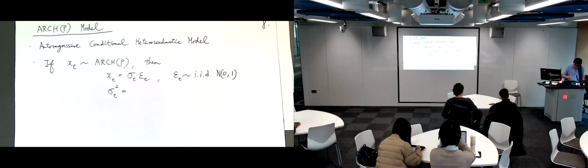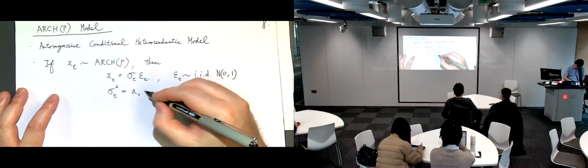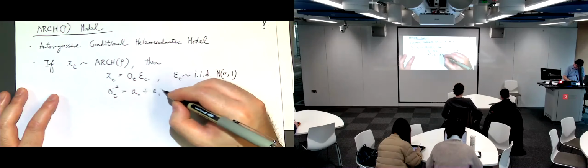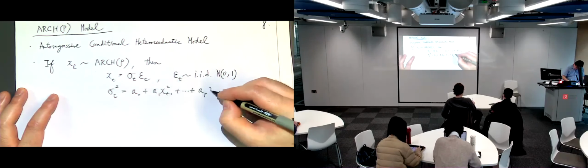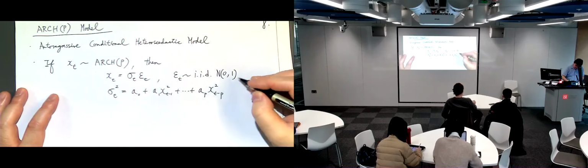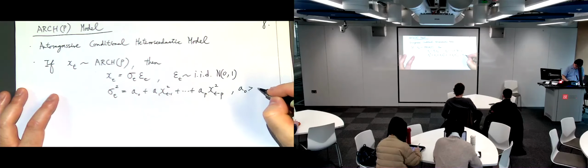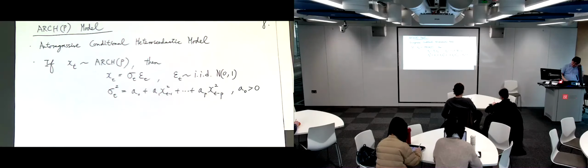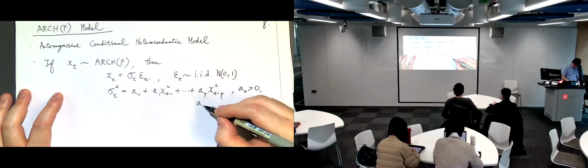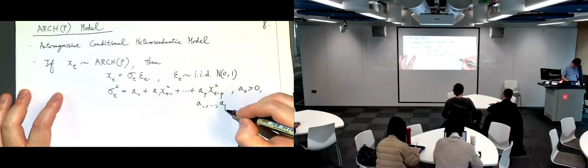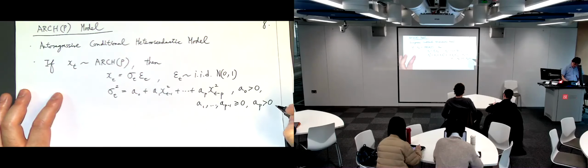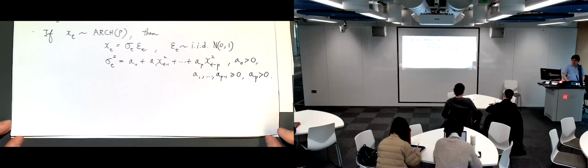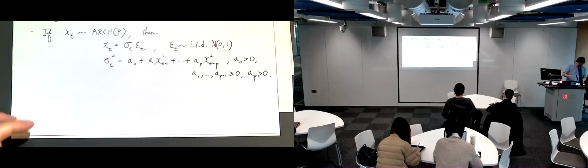But what is sigma_t? Well, sigma_t is a formula. Sigma_t is this: a_0 plus a_1 X_{t-1} squared plus all the way up to a_p X_{t-p} squared. Where your constant a_0 has to be larger than 0, and all the other coefficients are at least non-negative. And for the order of the ARCH model, so p has to be larger than 0. Okay. So that's the ARCH model, ARCH(p) model.